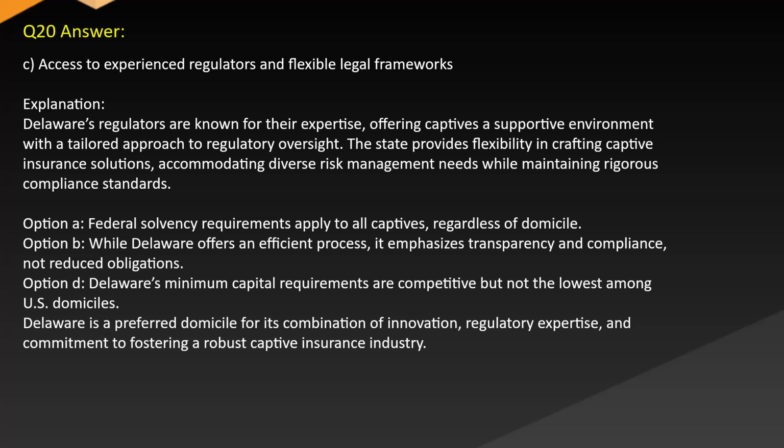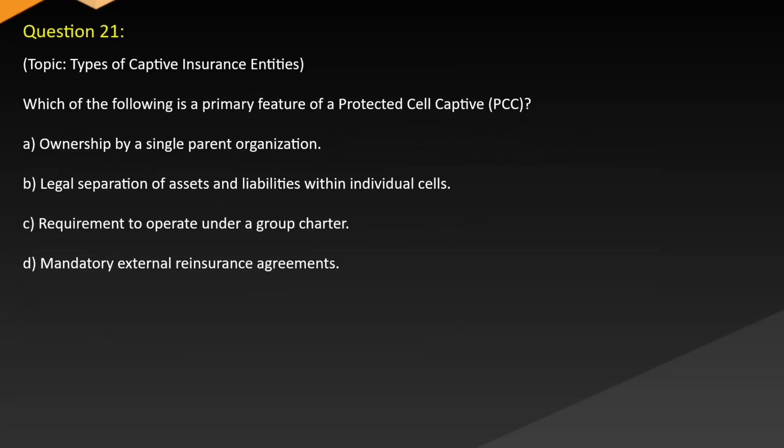Option A. Federal solvency requirements apply to all captives, regardless of domicile. Option B. While Delaware offers an efficient process, it emphasizes transparency and compliance, not reduced obligations. Option D. Delaware's minimum capital requirements are competitive but not the lowest among U.S. domiciles. Delaware is a preferred domicile for its combination of innovation, regulatory expertise, and commitment to fostering a robust captive insurance industry.